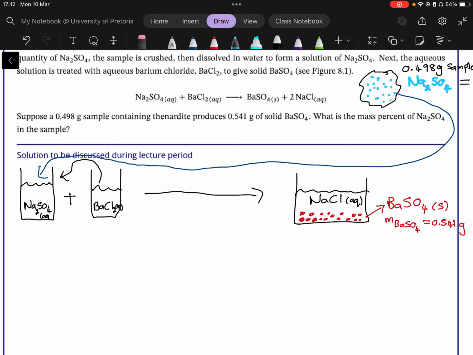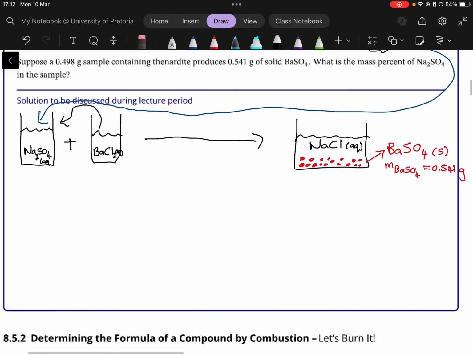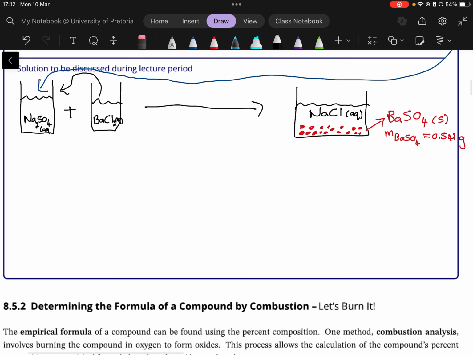So we need to determine the mass of the blue dots in the sample, and then we can divide it by the total sample mass and multiply it by 100. That's where we want to end up. So we want to write: mass percent sodium sulfate is equal to mass of sodium sulfate divided by the sample mass multiplied by 100. So the question is, how do we get the mass of sodium sulfate?